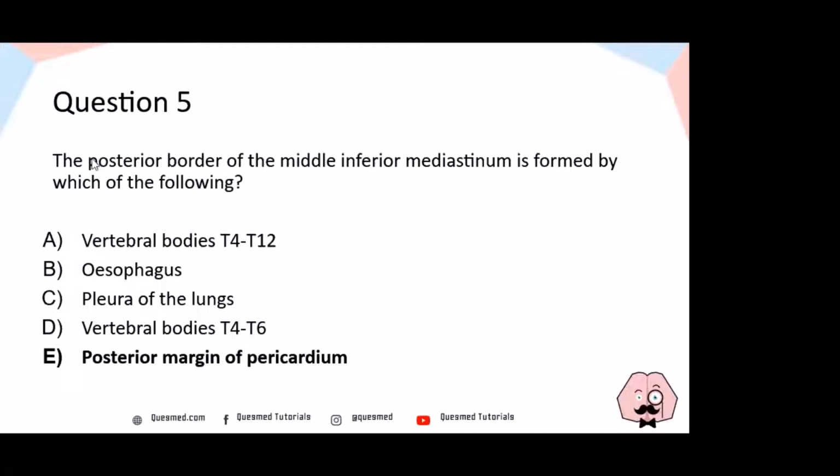So the question is, what's the posterior border of the middle mediastinum? So the posterior border is the pericardium, and we'll go into that in just a second. So we've lost the poll now, but I think a lot of you had put D. This would be part of the posterior border of the posterior mediastinum, but it would be further down than this. Some of you would put C, which is pleura of the lungs, and that would be the lateral border of any of the mediastinums. So E is the answer here.